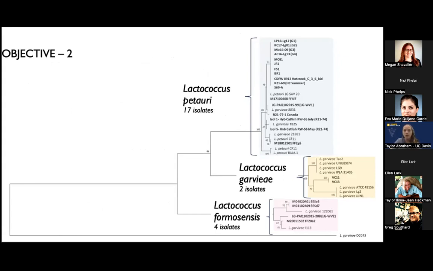So in our phylogenetic tree, we have our 23 isolates bolded, and these were the ones we used for the challenge. So we had 17 isolates of Lactococcus petauri, including ones that were recovered from the outbreak in the spring and summer of 2020. And then we also had our L. garvieae isolates, and those two were recovered from our largemouth bass. So those were VC11 and VC13. And then we also had 4 of our Lactococcus formosensis isolates.